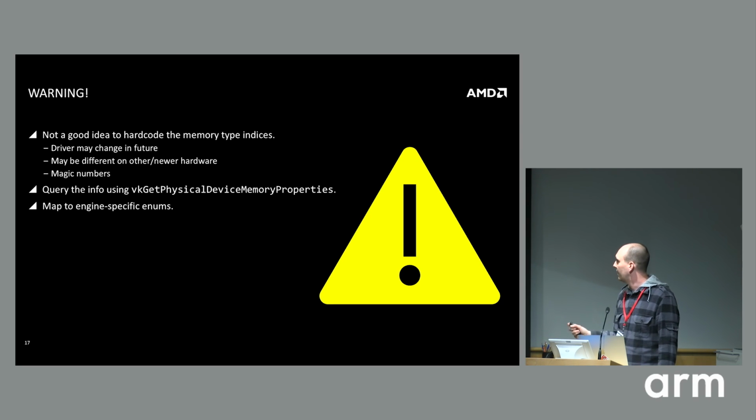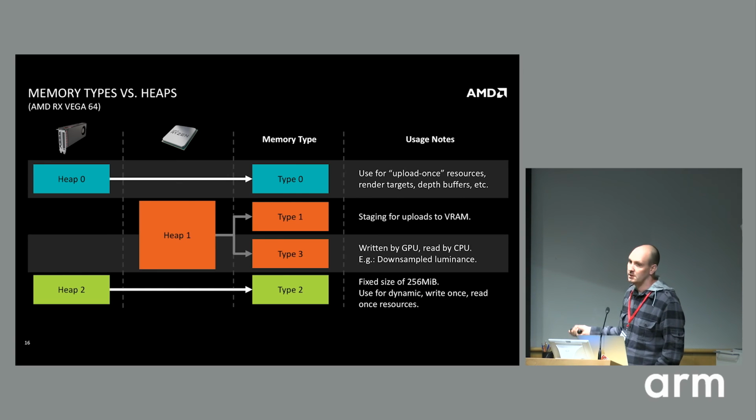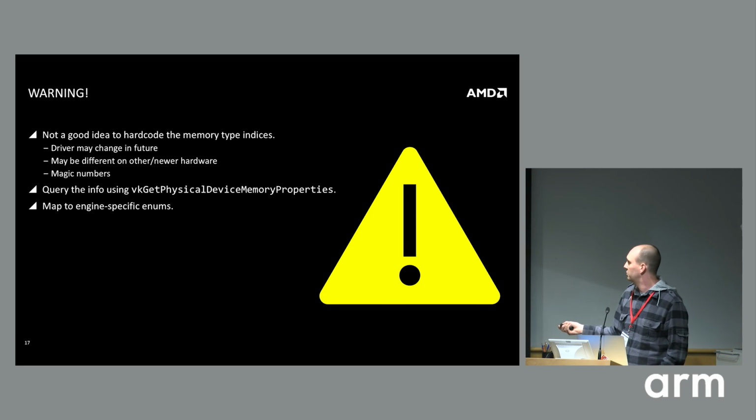The advisable way, I would say, is to try and have some sort of abstracted notion of what these heaps are, potentially based on the usage, and then have a function that will just map to the indices that you want from there.